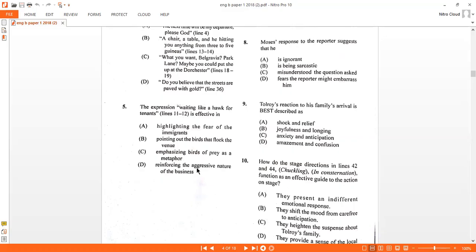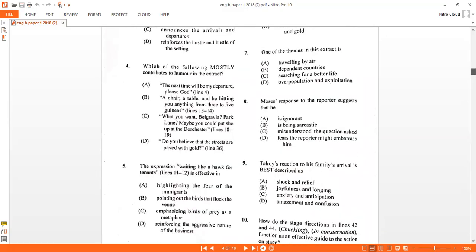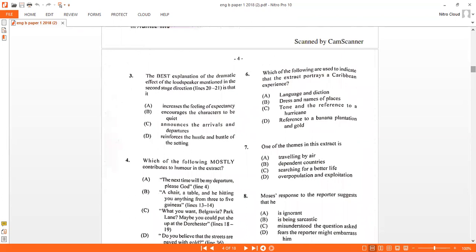So the answer for number 5 is D. Number 6 says, which of the following are used to indicate that the extract portrays a Caribbean experience? Now, this should be easy for us.